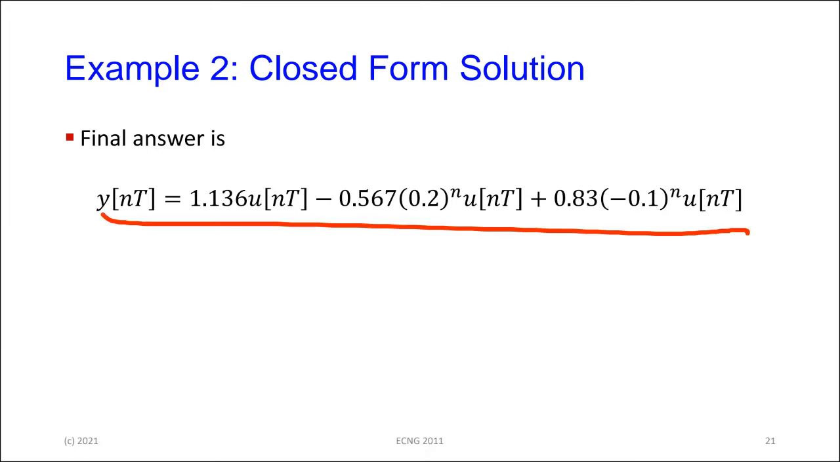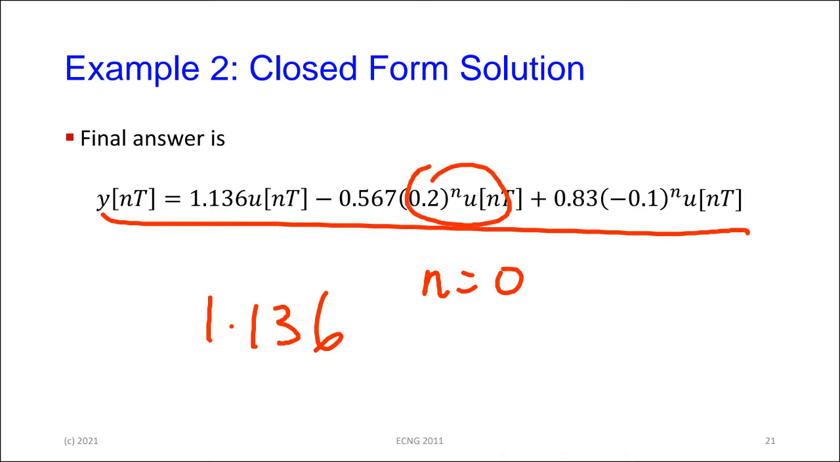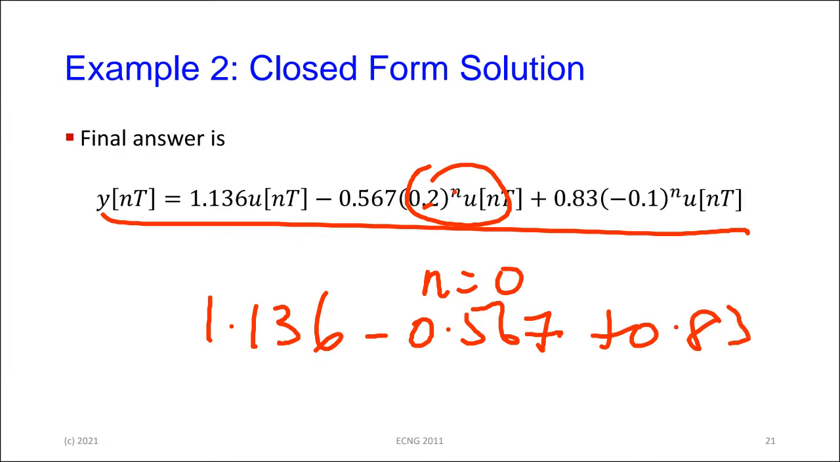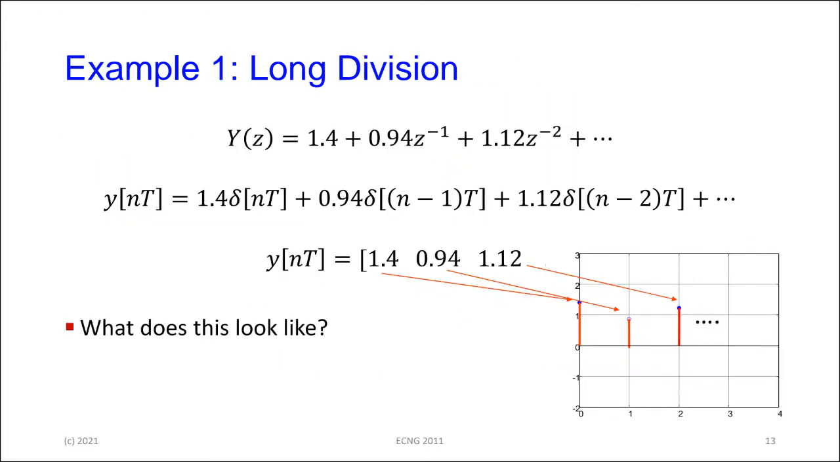Right? So here, one way to check the closed form answer is, for instance, if n equals naught. If I put that in here, I'm going to get 1.136. N equals naught in here, the power naught is 1, minus 0.567, plus 0.83. If you work that out, this is supposed to give me the first value that we worked out, which is 1.4.